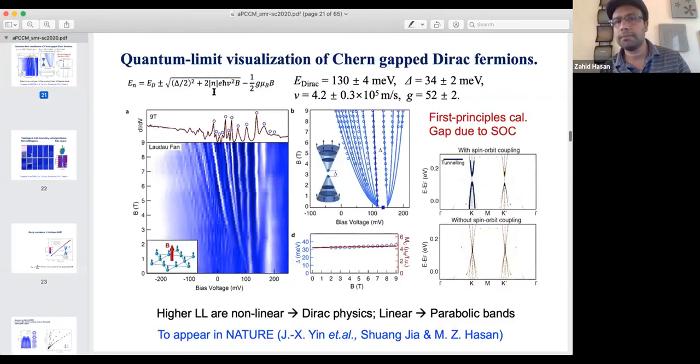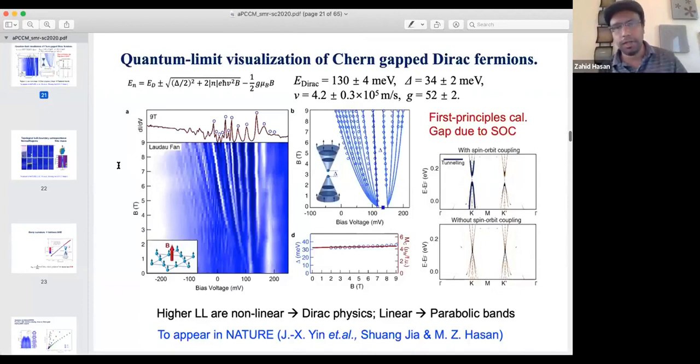So this is a clear difference between massive Dirac fermions and massive parabolic bands. So this is basically a signature beyond ARPES that we're really dealing with relativistic fermions. Landau quantization is a stronger thing. That's one thing.